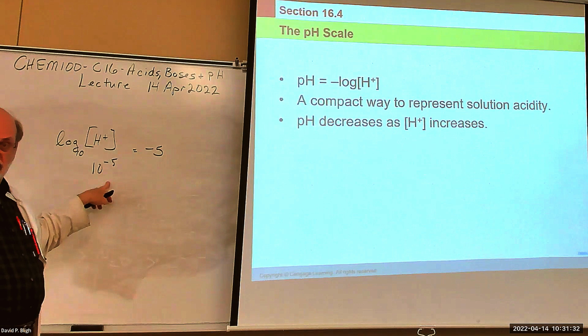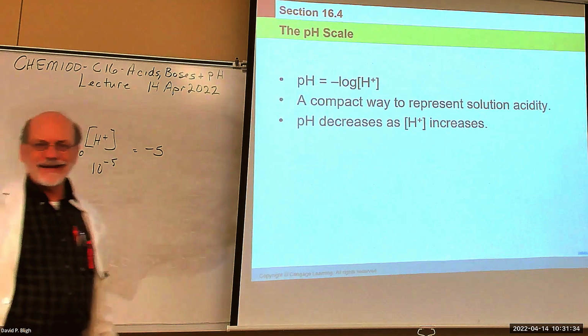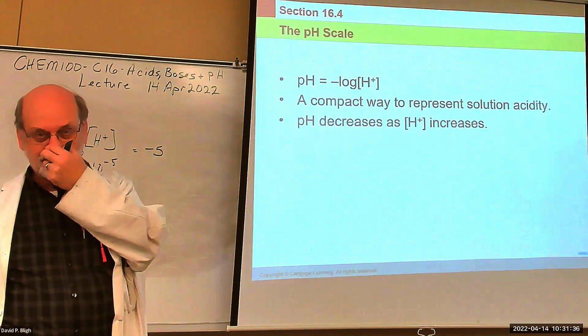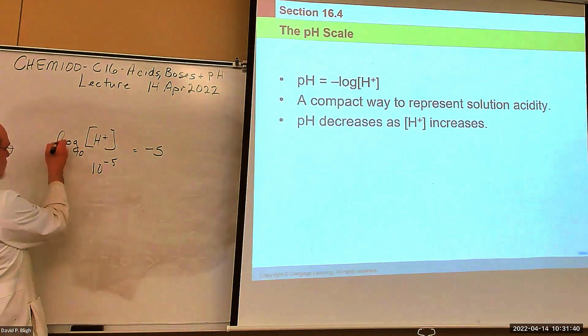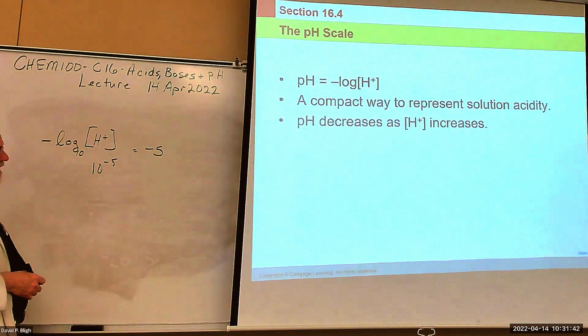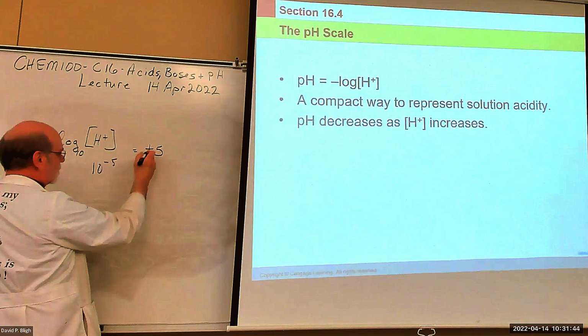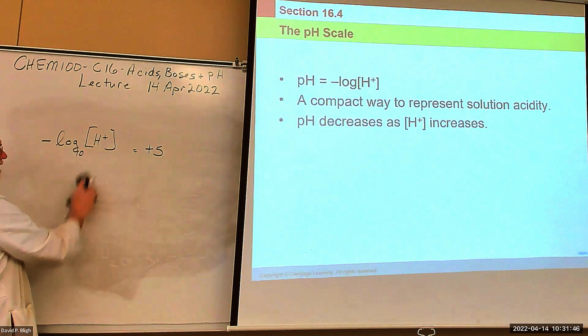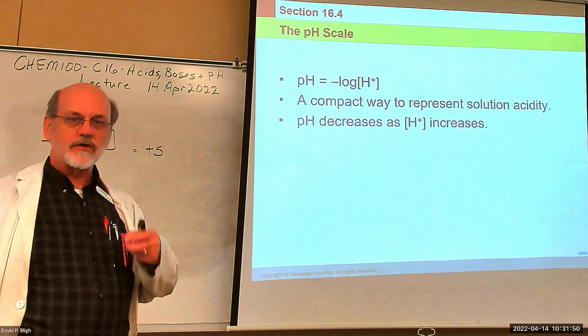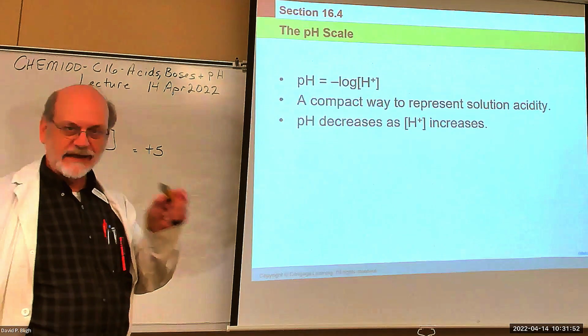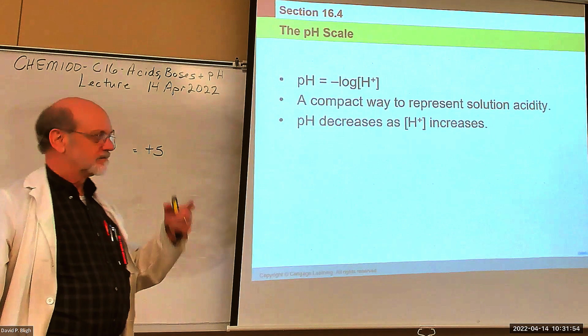Correct? Minus 5. He didn't like minuses either. So he got rid of the sign. He said, just make a minus out of it. Now we got a plus number. Okay, so that was Sorensen's solution, and this is called pH. Little p, big H.